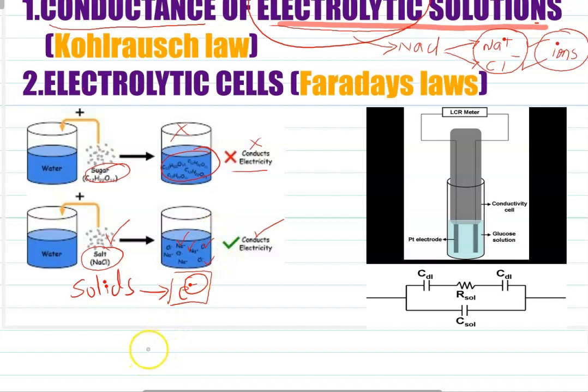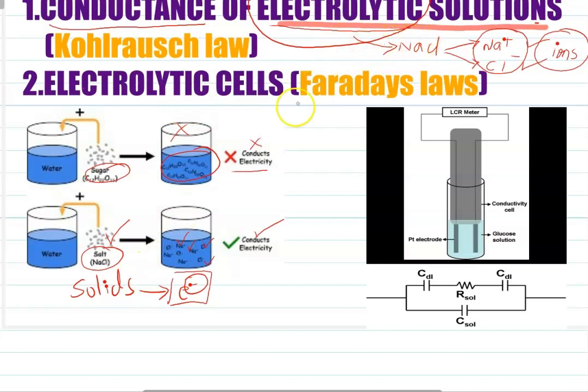The conductance of electrolytic solutions depends on many factors, like the nature of the electrolyte, the size of the ion, solvation of the ion, the viscosity of the solvent, the concentration of the electrolyte, as well as temperature. These are the things we have to keep in mind.